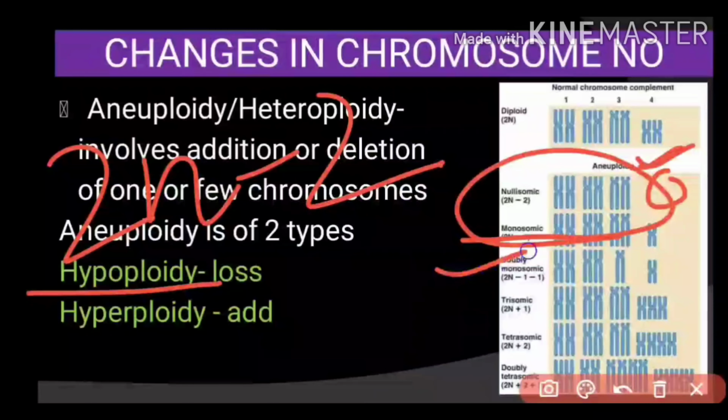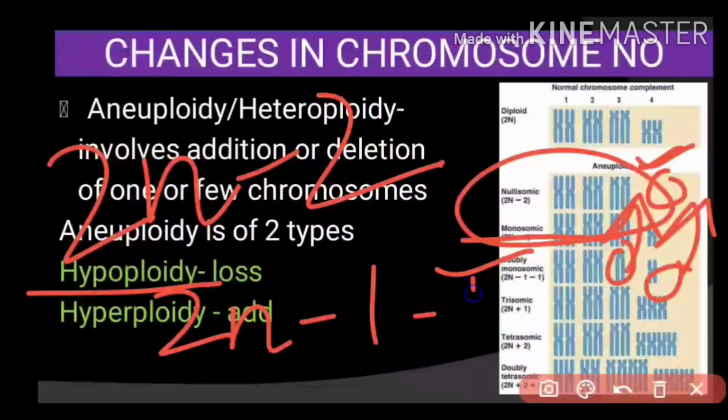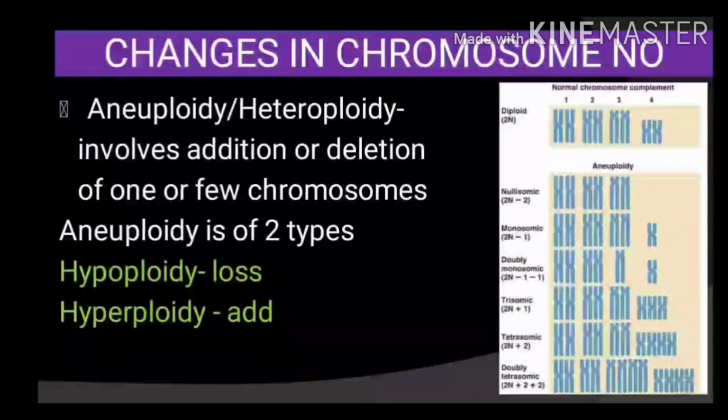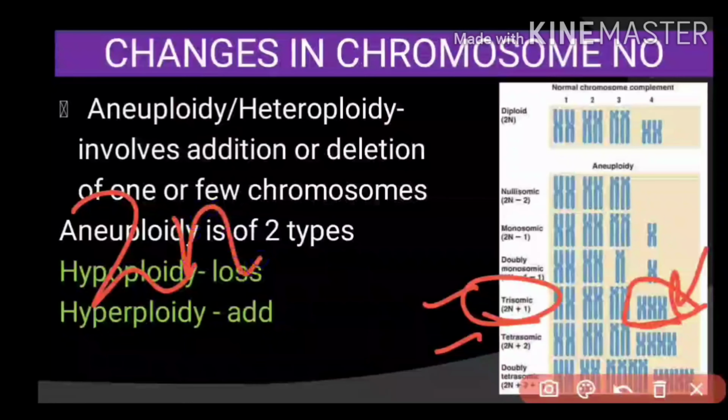This is double monosomy. In double monosomy, from each homologous pair, one chromosome is lost. So the situation can be written as 2n minus 1 minus 1. Now if we talk about trisomy and tetrasomy, in which there is addition of chromosomes. In trisomy, there is addition of one chromosome. So now you can see there are 3 chromosomes. The situation is written as 2n, the normal situation, plus one chromosome added. So the situation is 2n plus 1.